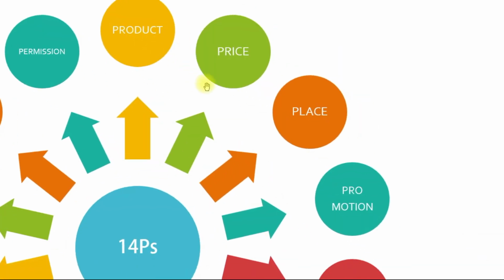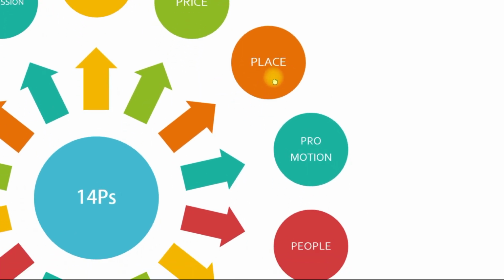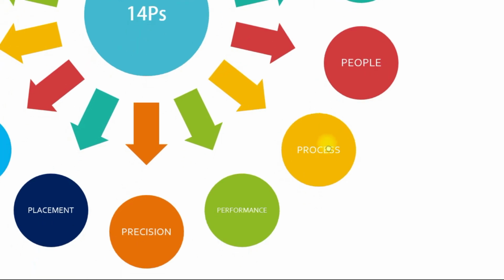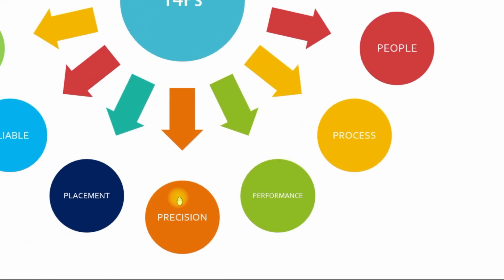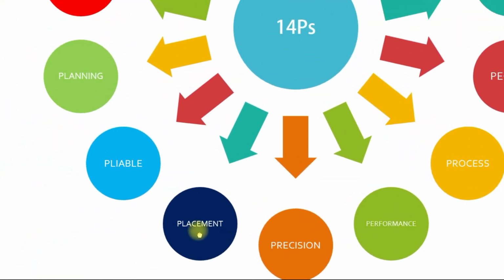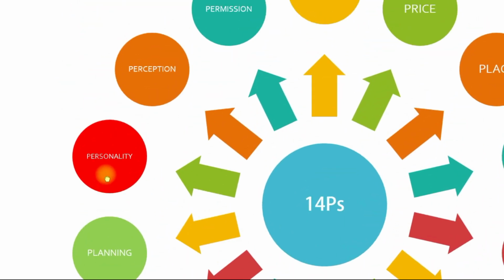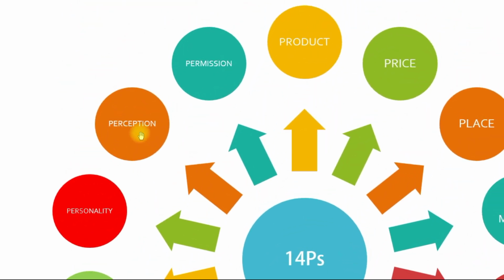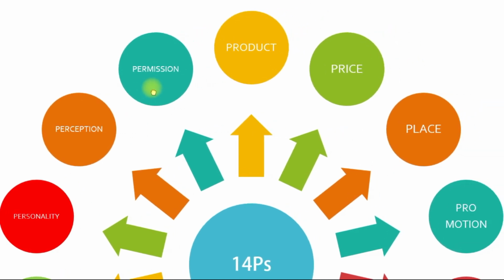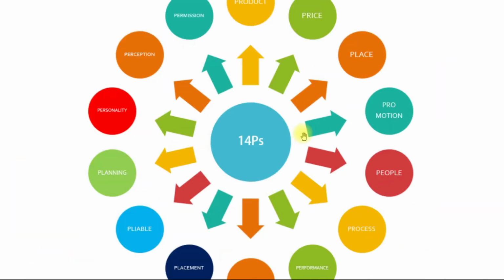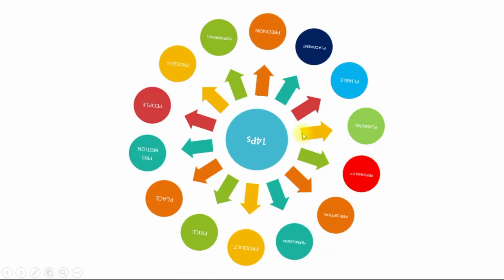The product, price, place, promotion, people, process, performance, precision, placement, pliable, planning, personality, perception, and finally permission. These are the 14 P's of marketing.